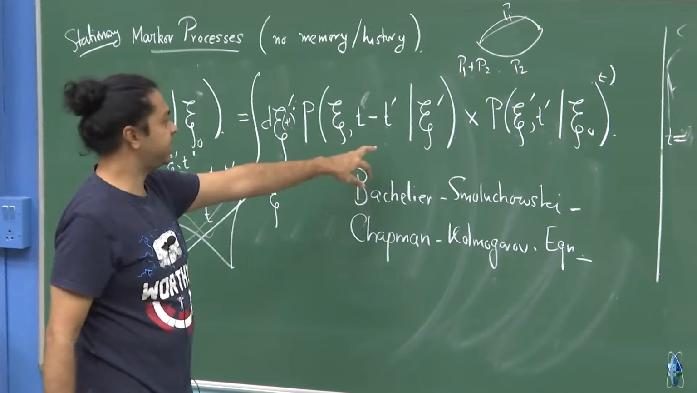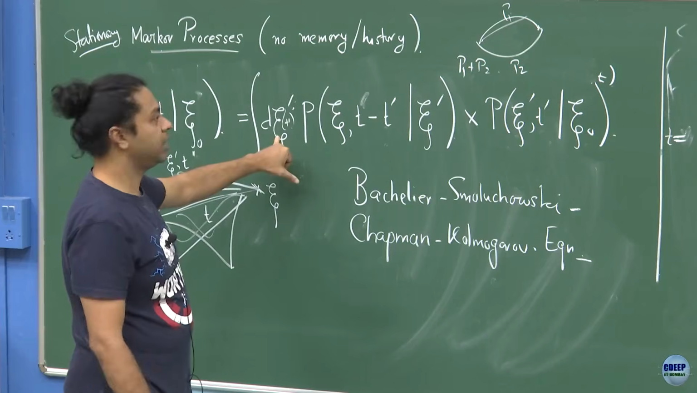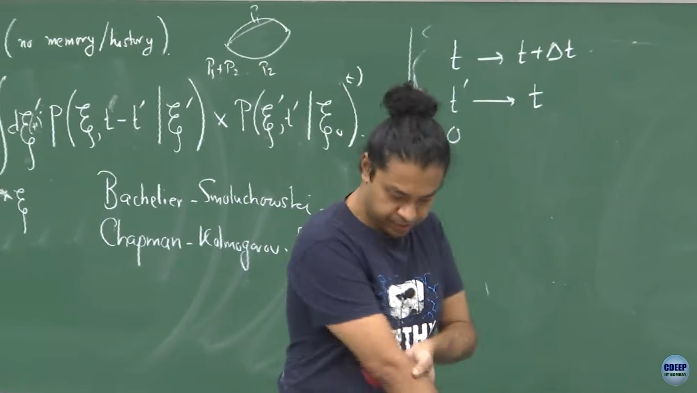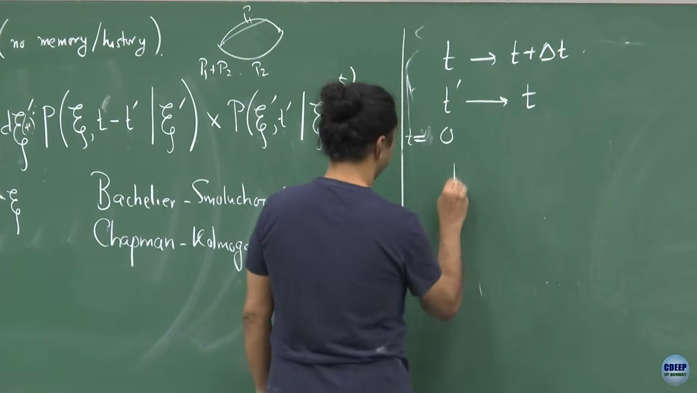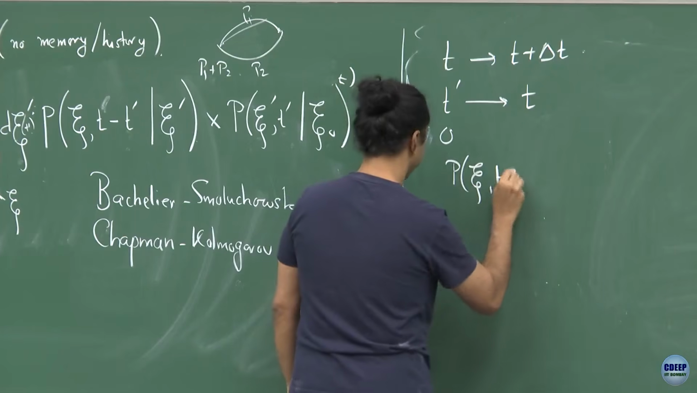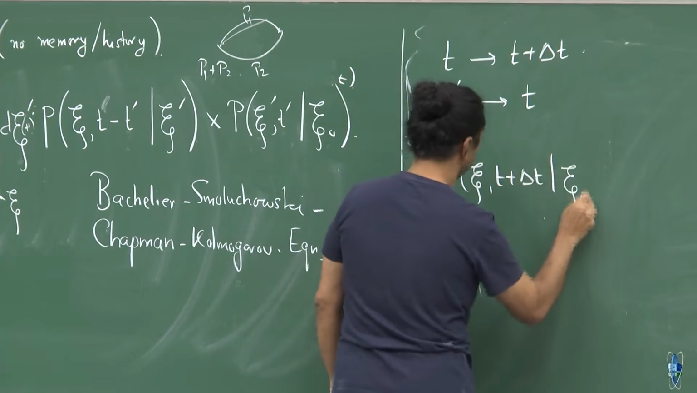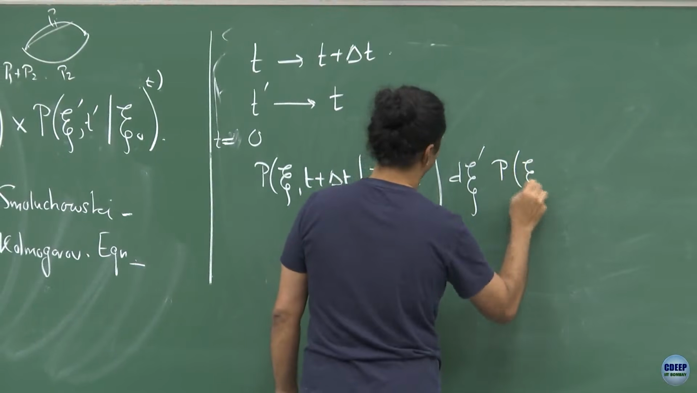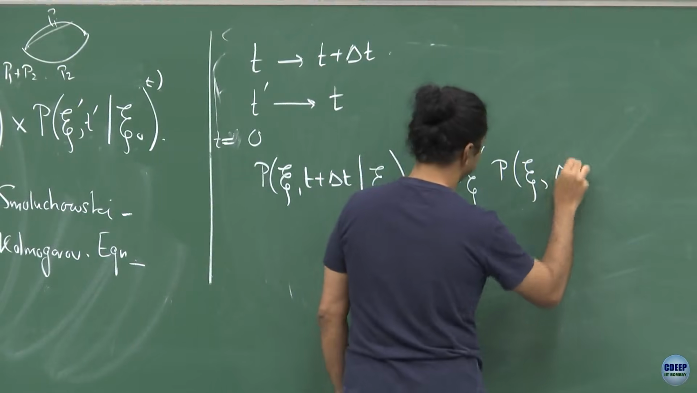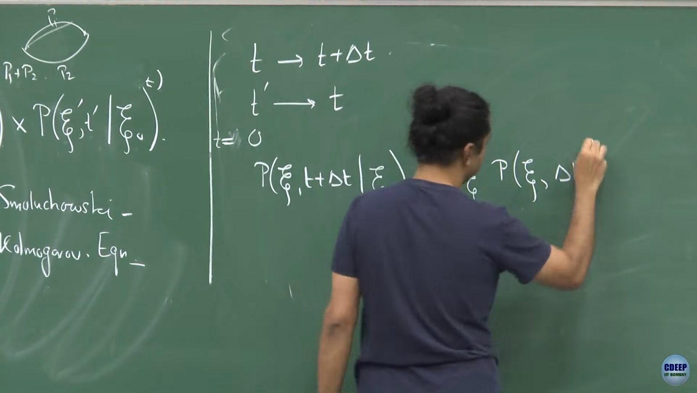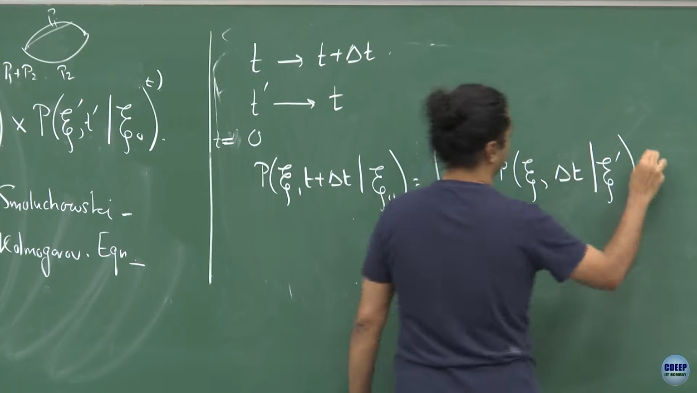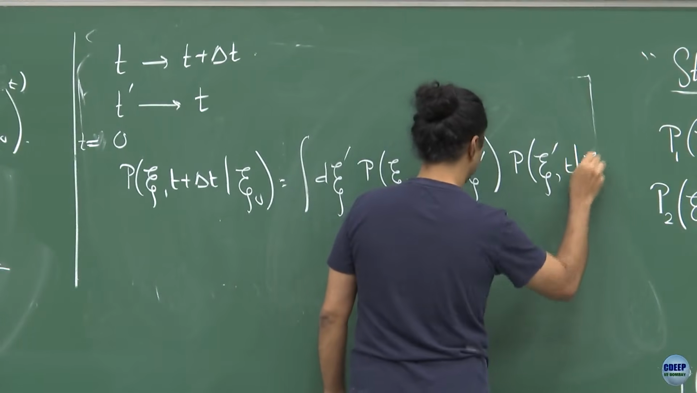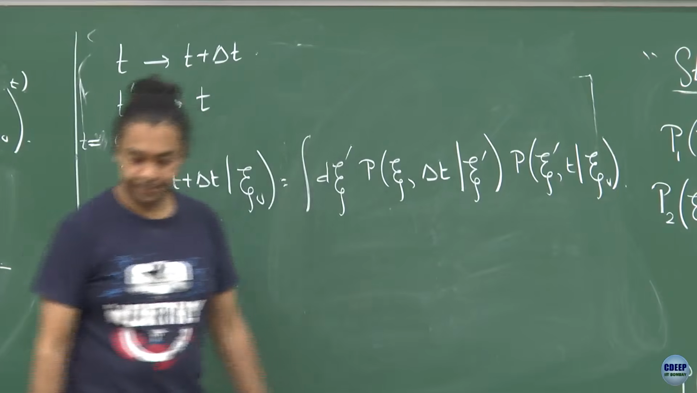Then in some intermediate time t, I have reached xi prime, and then in some final time t plus delta t, I have reached xi. Okay. So, therefore, if I write this, p of xi, t plus delta t given xi naught is equal to the integral d xi prime p of xi given xi prime comma delta t, because that is t minus t prime, times p of xi prime, t given xi naught. Okay.